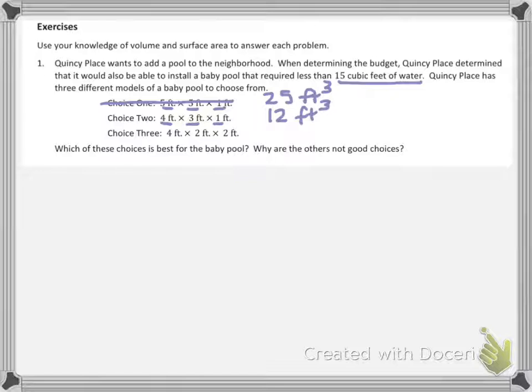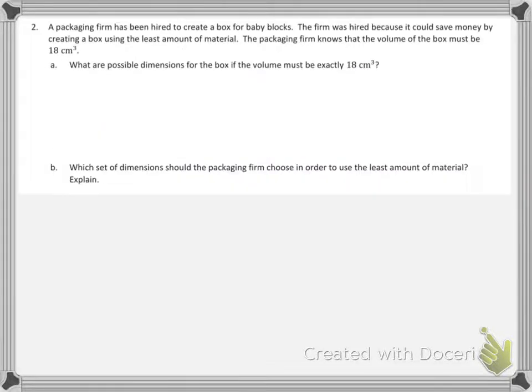So that's a possibility. And then the last one is 4 times 2 is 8 times 2 is 16. 16 cubic feet is also too big. So the only choice here is choice 2. It's the only one that has less than 15 cubic feet of water. Okay, so that's a volume question.